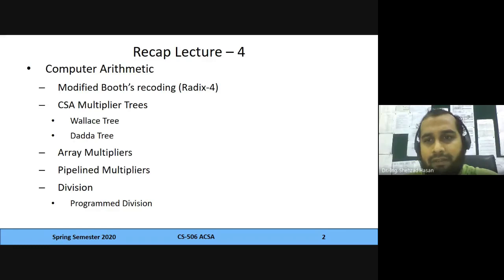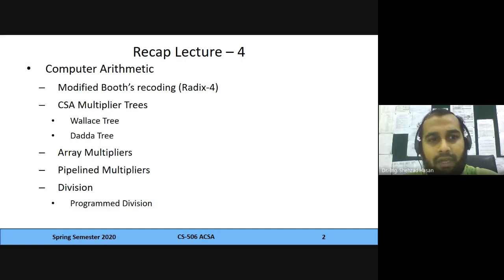So in a CSA tree, the idea is to reduce the number of operands in every step. If you have many partial products and you are going to add them, the trick is that the bits are going to be added in a different way. Every partial product is going to be shifted accordingly, and then added with some of the other partial products. So we looked at one of the designs of a CSA multiplier tree as well.